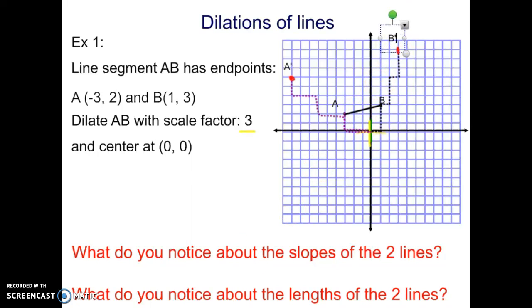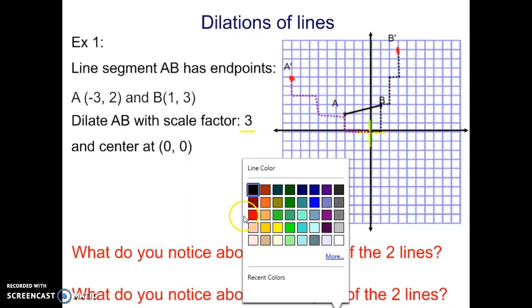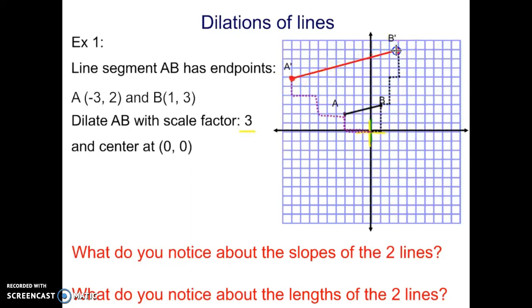Okay, so if I draw a line between my A prime and my B prime, make it red to match the dots. If you look at AB, and you look at A prime, B prime, you'll see that they have the same slope. So those lines are parallel. That is always true. Every time you dilate a line, the dilation will always be parallel to the original.